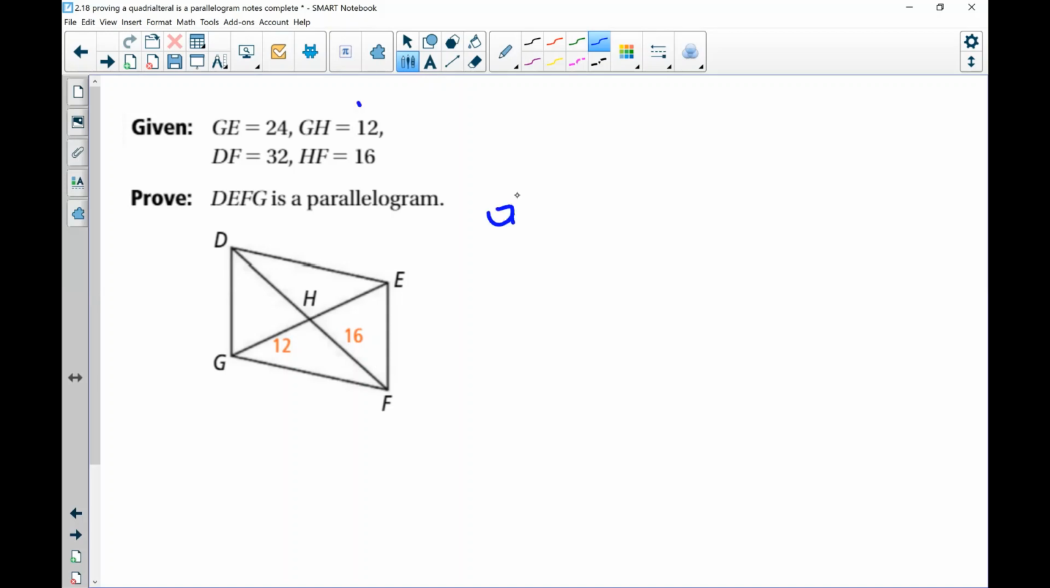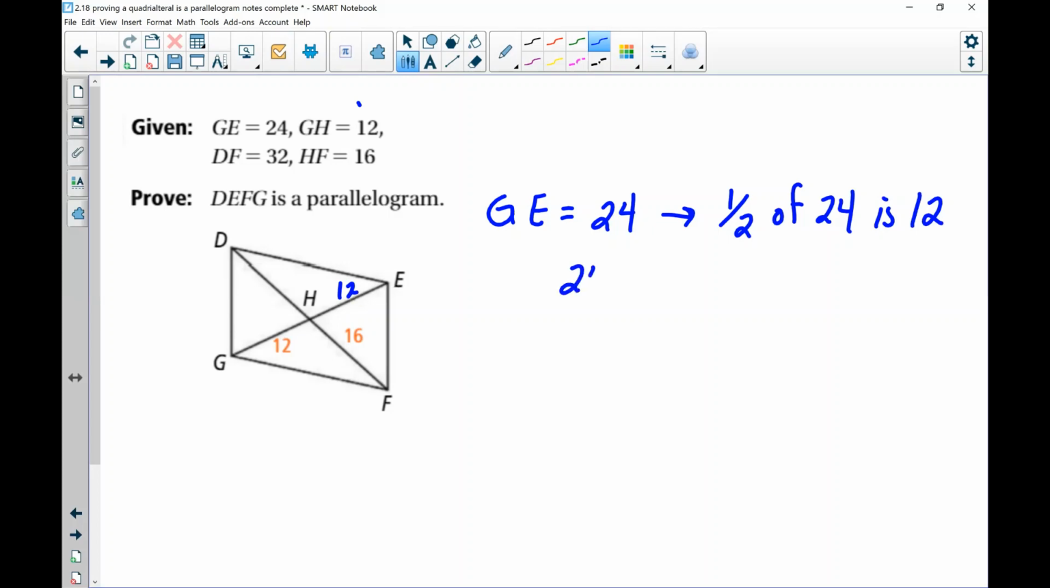So GE, since it's 24, half of 24 is 12. And so if we know that the total is 24 and I know that this piece is 12, well, then I automatically know the other piece is also 12 because 24 minus 12 is 12. And also, if I know that half of 24 is 12, well, then that tells me this GH is half, so that means the other side is half.